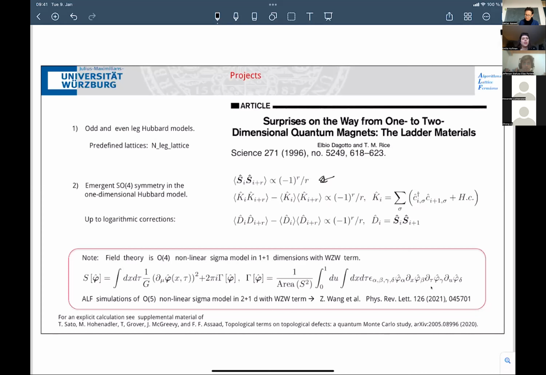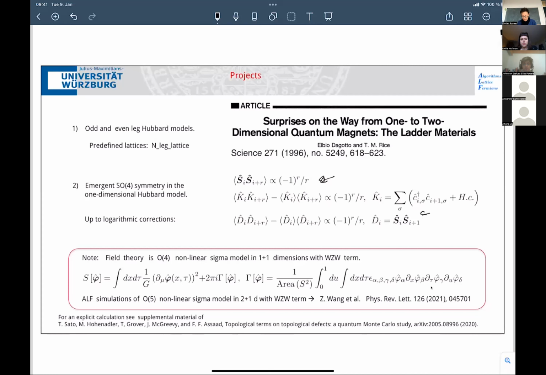In the ALF, we also have some predefined observables, as Francesco said this morning, measuring the dimer-dimer correlations. And you will see that for the Hubbard model, if you measure the dimer-dimer correlations, you will get exactly the (-1)^r over r decay as you get for the spin-spin correlations. This suggests that the 1-dimensional Hubbard model has a higher symmetry than the SO(3) symmetry. It has an O(4) symmetry. And this is actually the case.